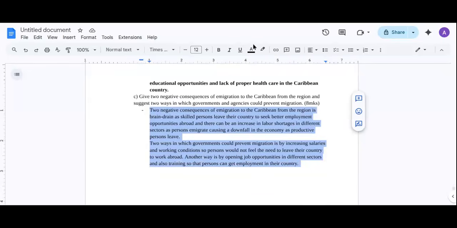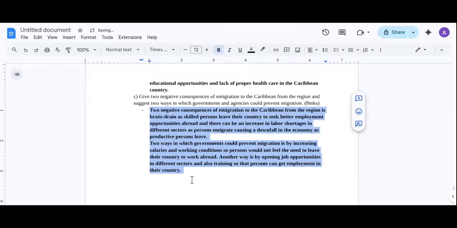Also, it can lead to underpopulation as well, which is actually a real thing. Underpopulation is where there aren't enough people, or the resources that are available are more than the persons there to occupy or make use of them. Right. So the government could prevent migration.